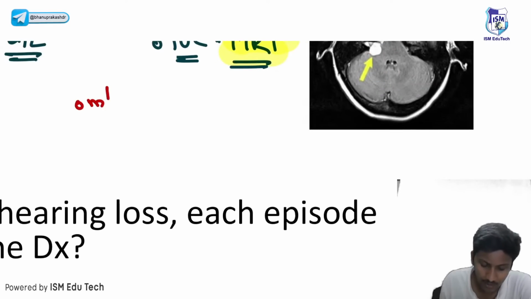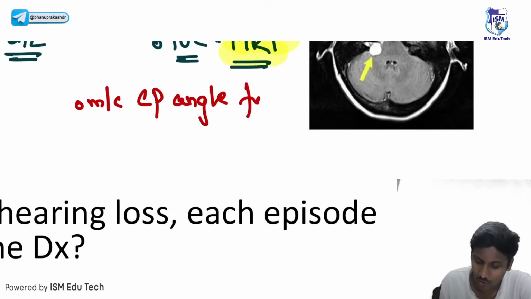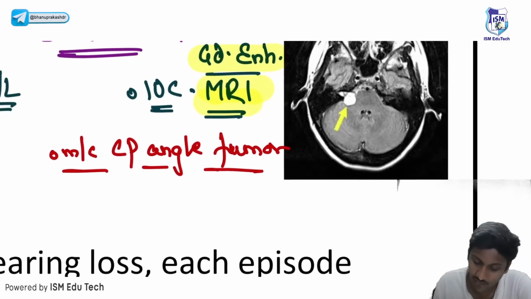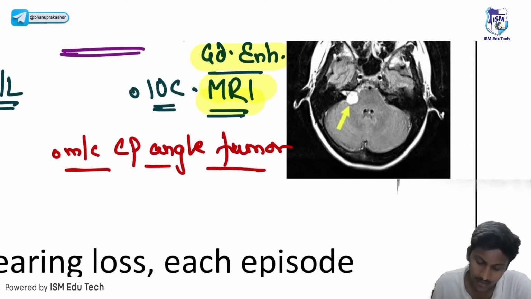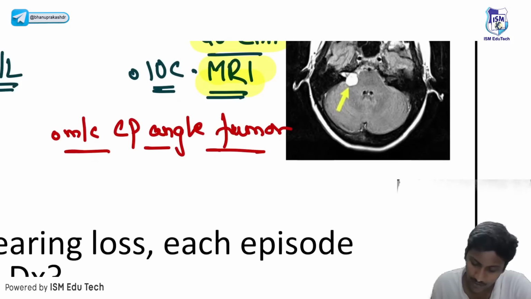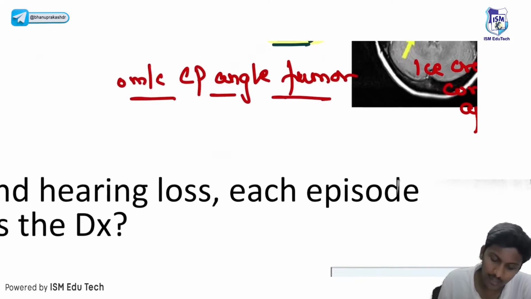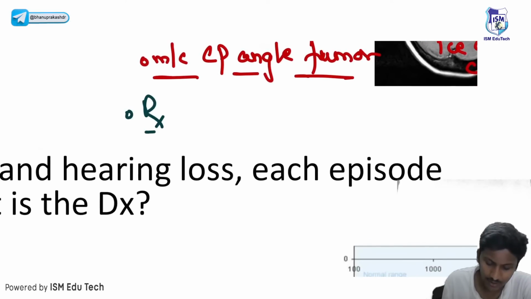Please remember, acoustic neuroma is the most common cerebellopontine angle tumor. And which kind of appearance is seen? The MRI classically gives the ice cream cone appearance. What is the treatment in this condition? The treatment is nothing but surgical excision.